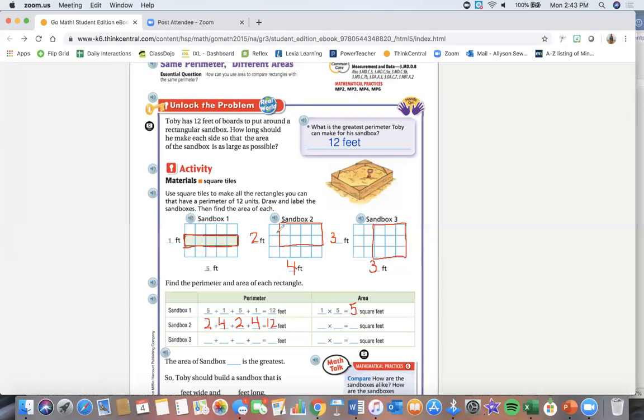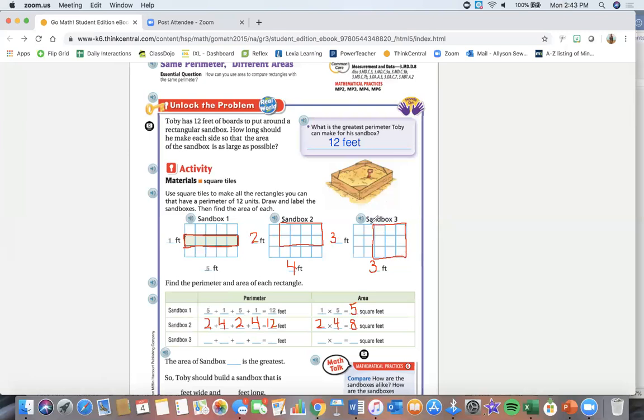So if I find the area, I multiply the length by the width, which would be 2 times 4, which then gives me 8 square feet. Guys, I think I'm getting a little bit better with writing on here with my pen. It's getting a little bit easier.